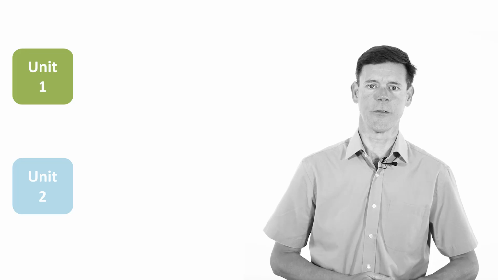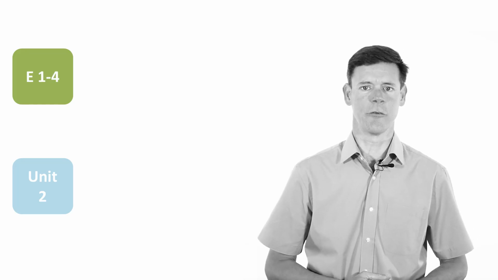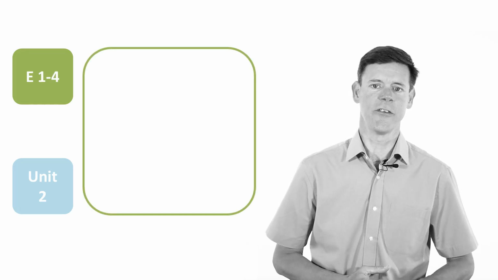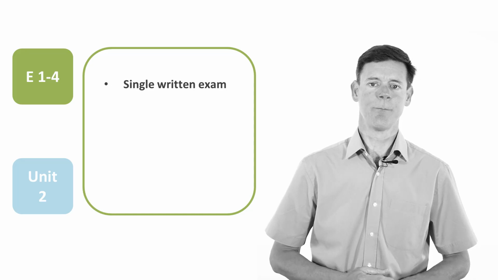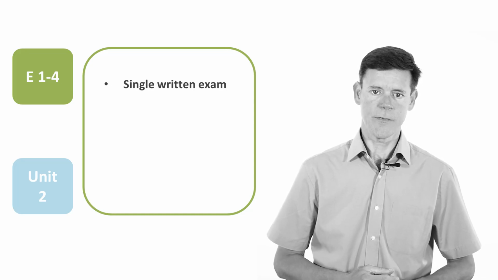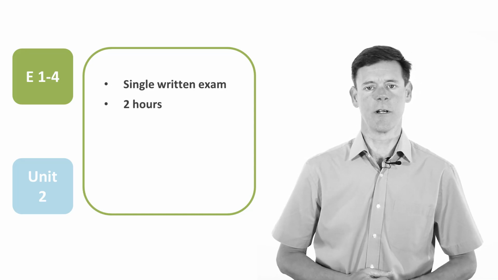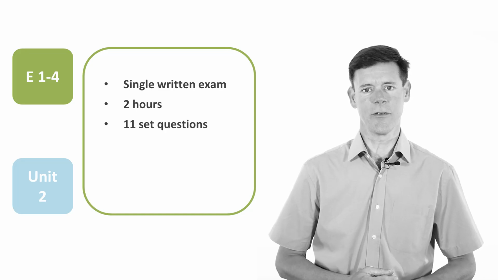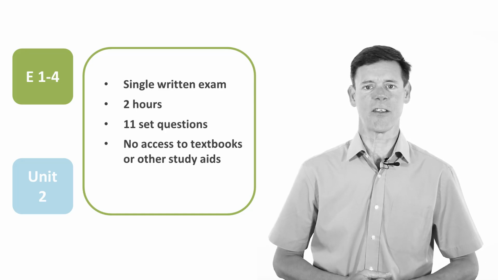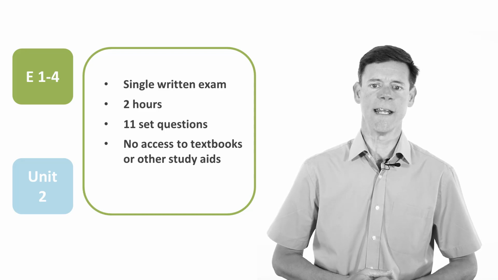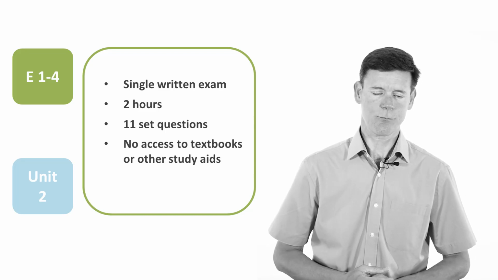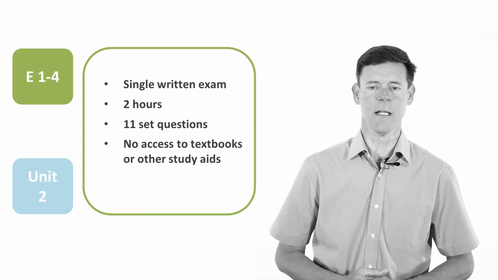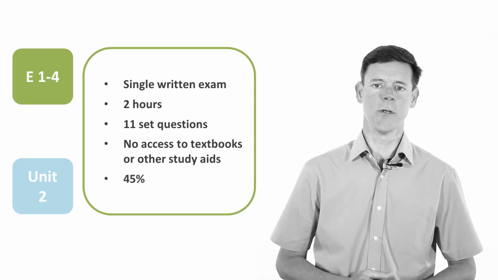To gain your NEBOSH General Certificate qualification, you must pass both parts of the assessment. The first part of the course, Unit 1, made up of elements 1 to 4, is assessed by a single written question paper or exam. This exam is 2 hours long and requires you to write answers to 11 set questions without any access to textbooks or any other study aids. Your exam paper is marked by NEBOSH and the pass mark is 45%.